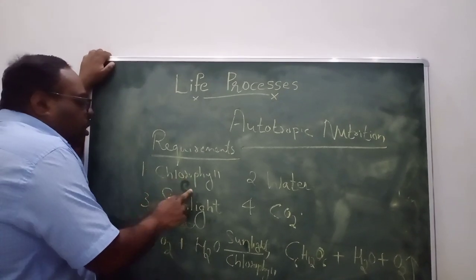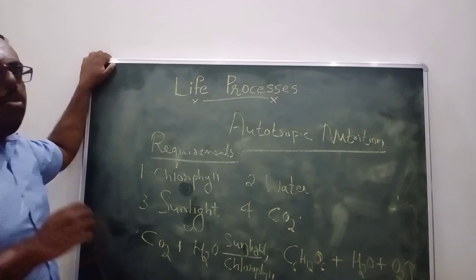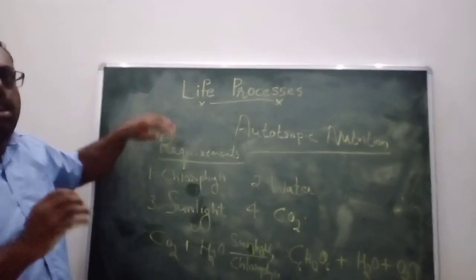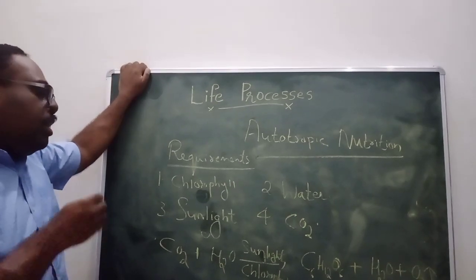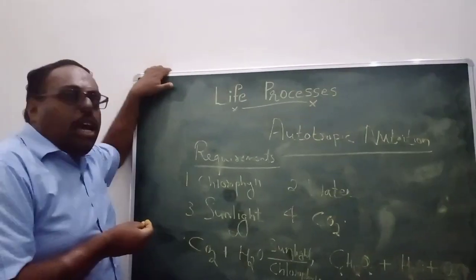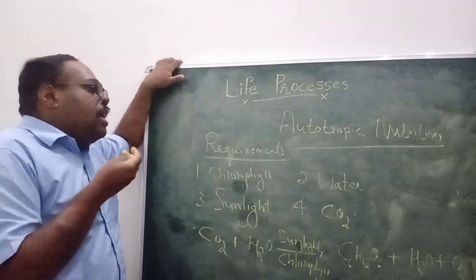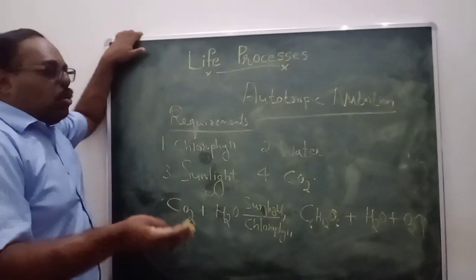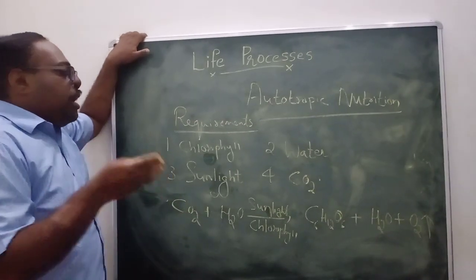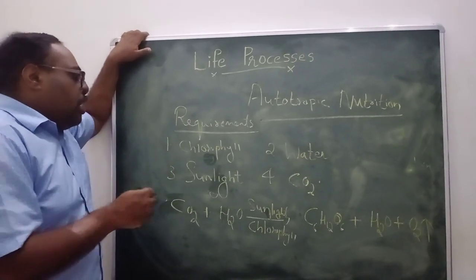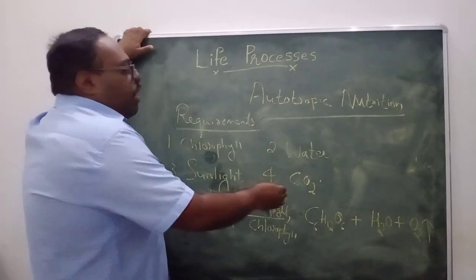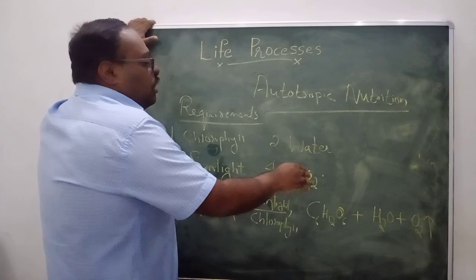For example, if you take a leaf, most of the chlorophyll will be present on the top part of the leaf. That is why leaves are green in color. Number two, water will be absorbed through the roots and carried to the leaf. Sunlight will be available outside, and carbon dioxide will also be present in the atmosphere.